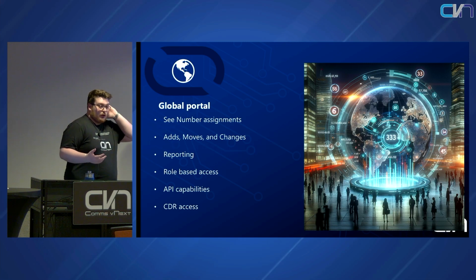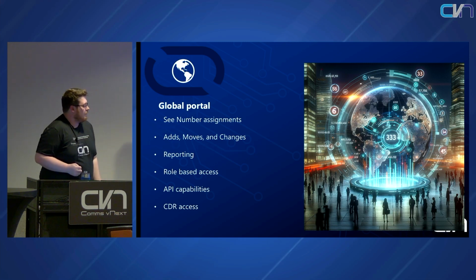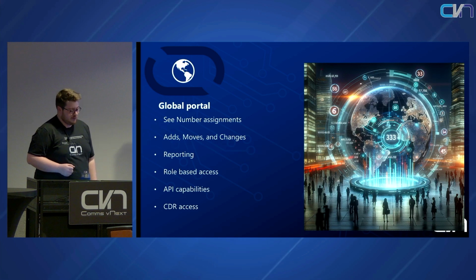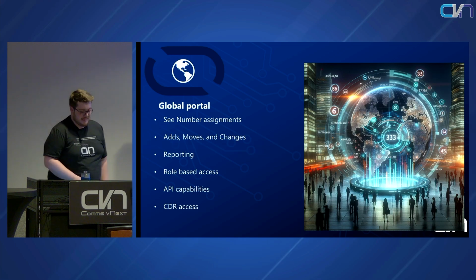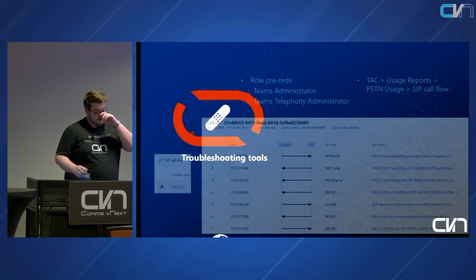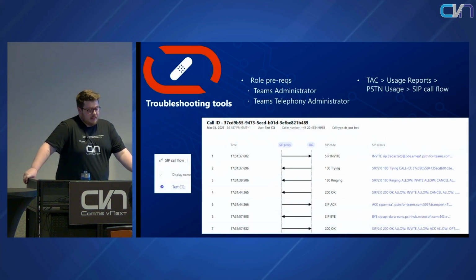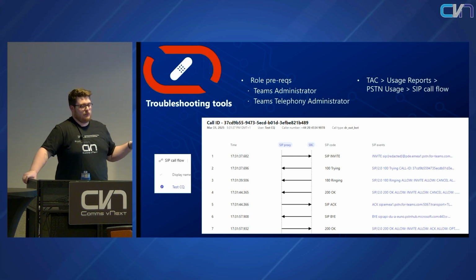API capabilities is another good one. So a good thing to ask out of any sort of portal, and the CDR access that I mentioned. On troubleshooting tools, this is something that I wanted to mention because it's kind of new and has come to the Teams Admin Center recently. But there is now, if you're using direct routing, and this is direct routing only, you can now see the SIP call flow directly in the Teams Admin Center for a call. So that's kind of a nice tool for troubleshooting for sure.